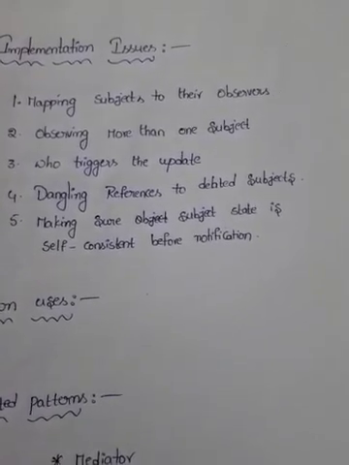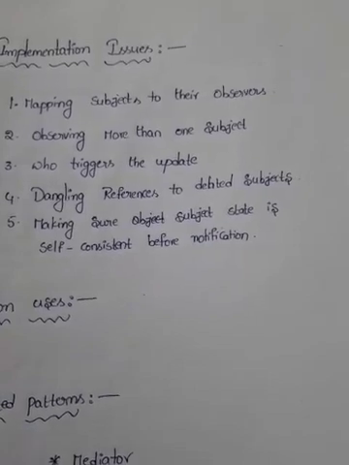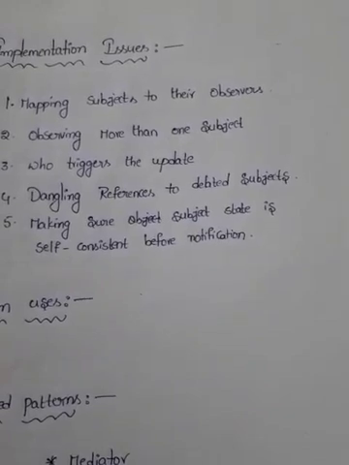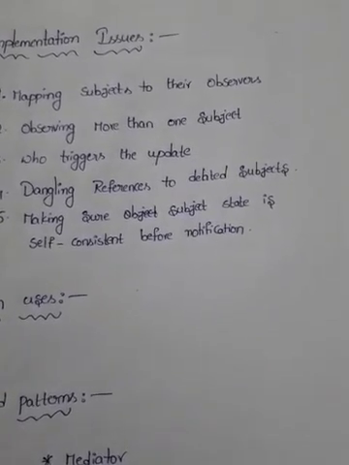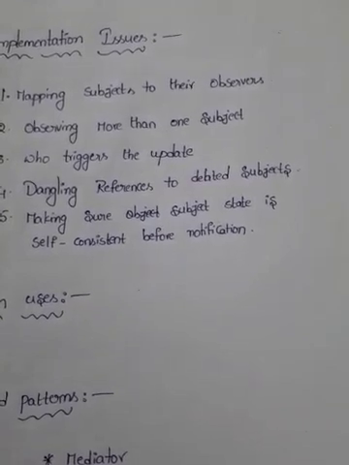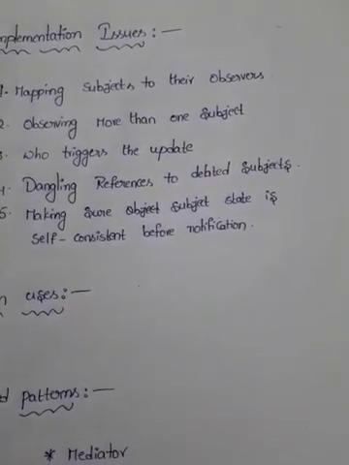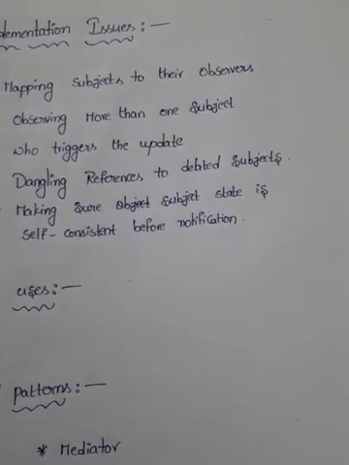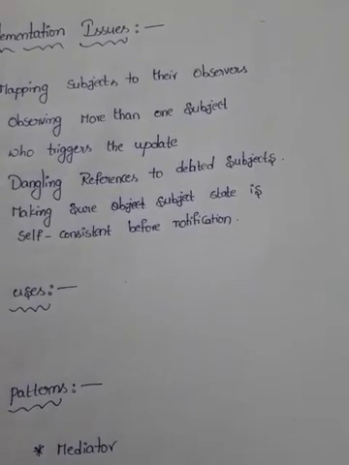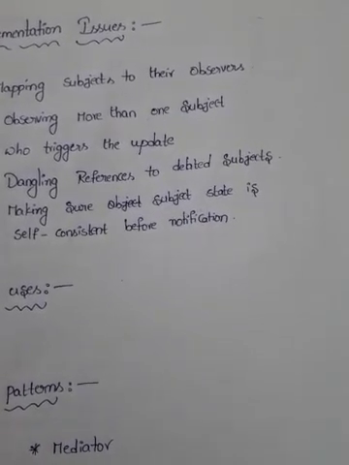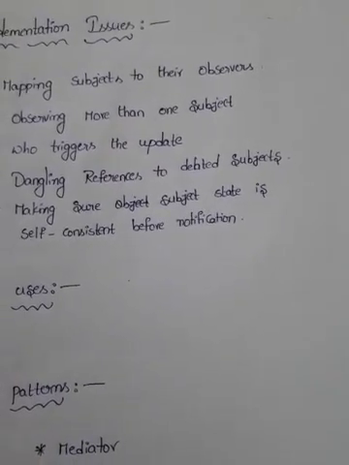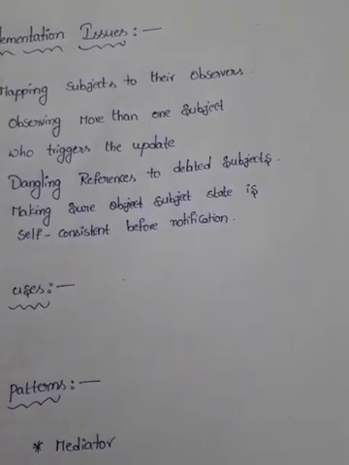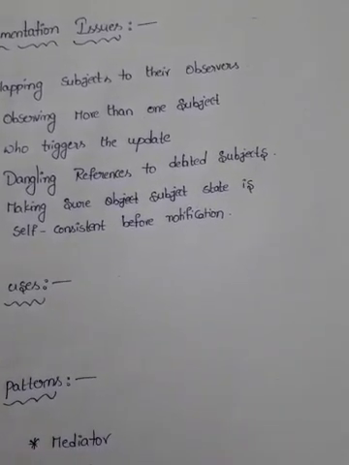And the next one is dangling references to deleted subjects. Deleting a subject should not produce dangling references in its observers, and one way to avoid dangling references is to make the subject notify its observers as it is deleted, so that they can reset their reference to it. And the next one is making sure the subject state is self-consistent before notification is sent.